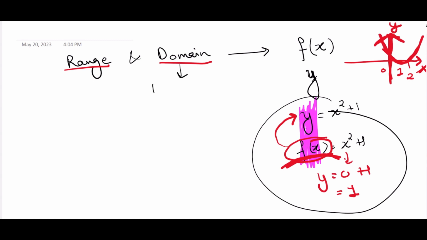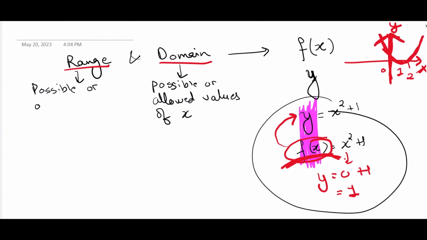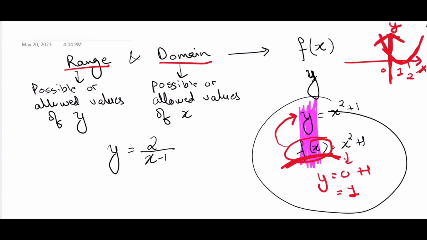So what domain is, is the possible, or sometimes said the allowed values of x. Similarly, range is the possible or allowed values of y. A very easy example is, for example, y equals 2 over x minus 1.